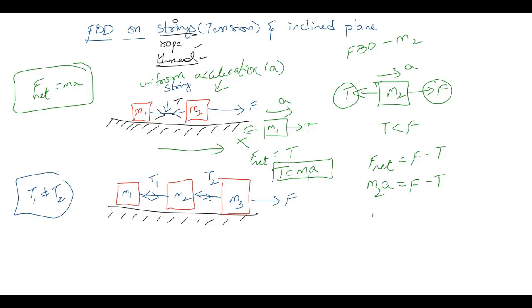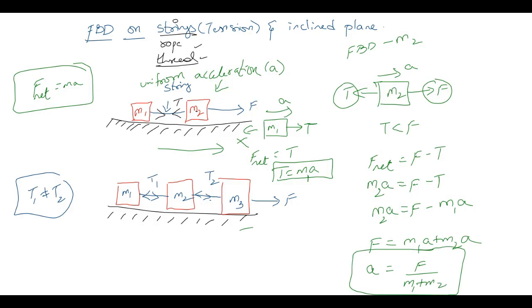To find A, substitute this m1A in place of T. Then what will happen? m2 into A is equal to F minus, what is T? m1 into A. From this, F is equal to m1A plus m2A. From this, what is A? A is nothing but F by m1 plus m2. Understood? Understood or not?